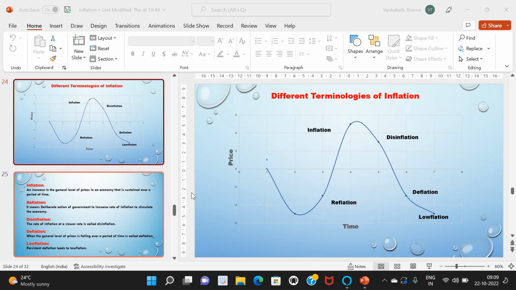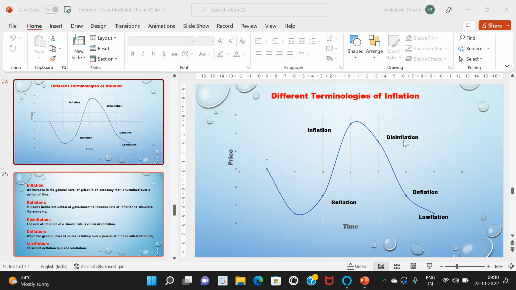First, inflation. What is inflation? An increase in the general level of prices in an economy that is sustained over a period of time. For example, if the inflation of last month was 5% and the rate of inflation in the current month is 6%, it is termed as inflation.